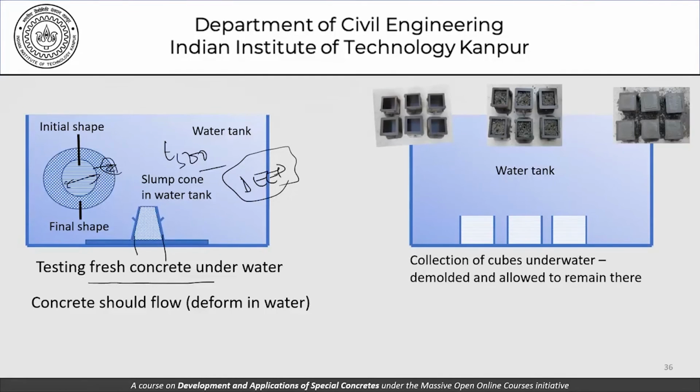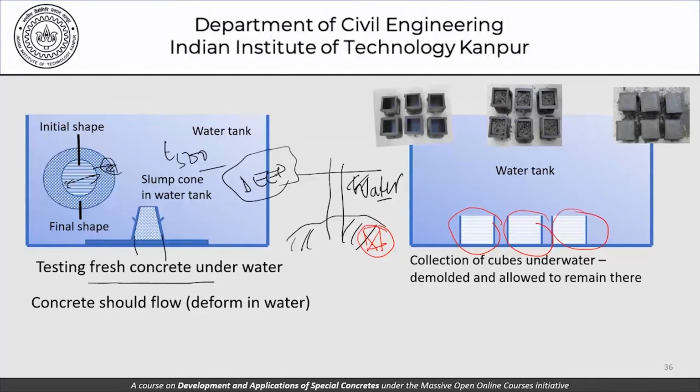Okay. Similarly for their strength. Recall that when we are doing a tremie construction, there is a tremie somewhere like this, and there is concrete here. This concrete is being deposited using a tremie, and all this is water. We are interested to find out the strength of this concrete, and this concrete was placed not in air but in water. So, much like the test for fresh concrete, the cubes also need to be taken underwater, demolded and allowed to remain there.